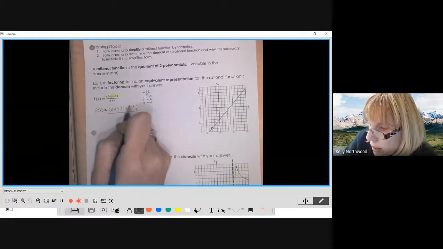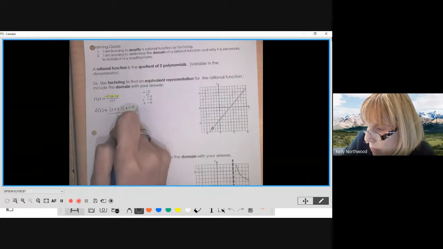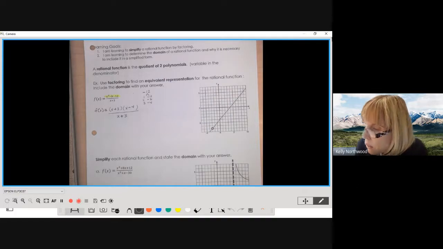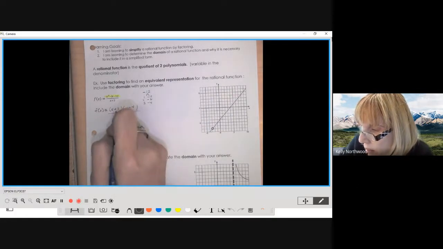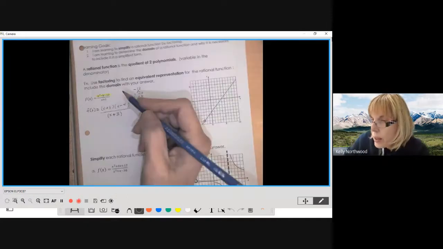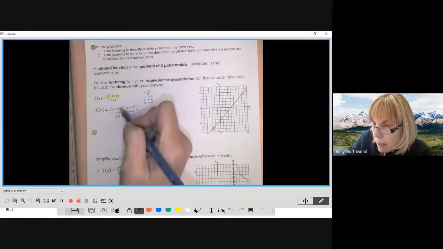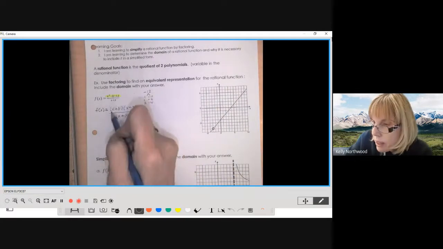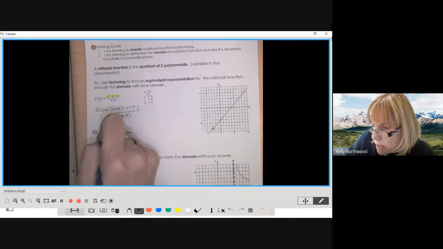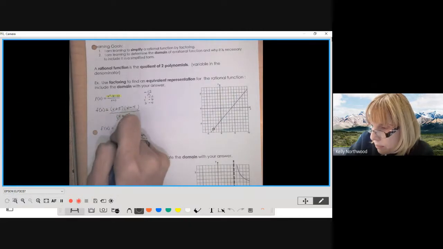And then over x plus 3, which can't be factored. The only common factor is 1, and it's not a difference of squares because there's no x squared. So it can't be factored. What I would like you to notice is that in the top we have x plus 3 times x minus 4, and in the bottom we have x plus 3. So really we have x minus 4 being multiplied by x plus 3 and being divided by x plus 3. These divide: x plus 3 divided by x plus 3 is 1. And I'm just left with x minus 4.